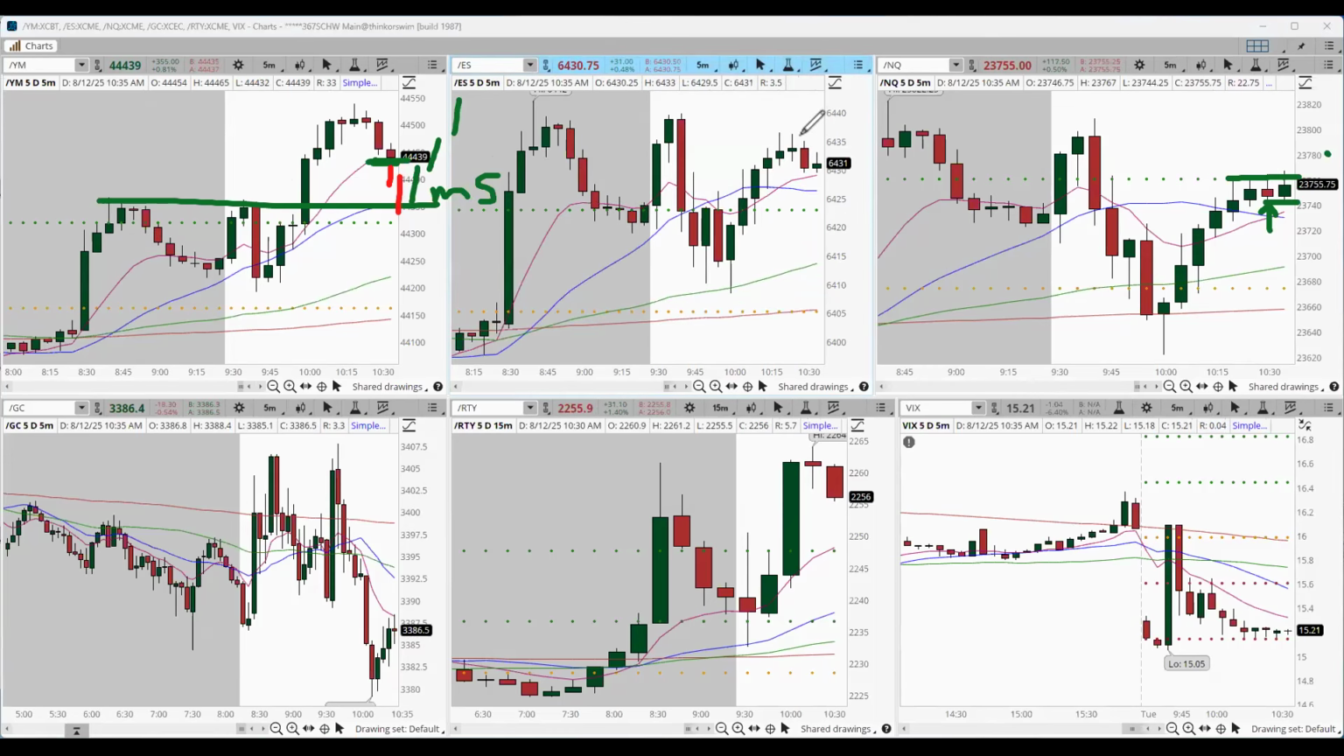This is a 5 minute right here, and it's above the 10 EMA, holding relatively well. So we'll see. Here's the sell setup that happened in Russell. So Russell is poised to probably go back down to this inflection point here, around the 2250.